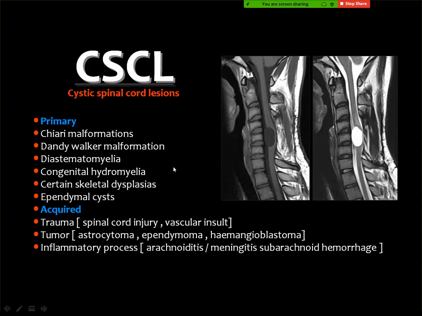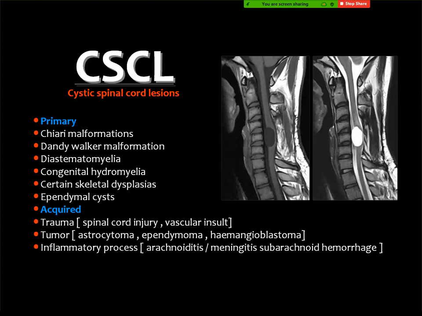The primary cysts, which represent dilatation of the central spinal canal, are seen in the Chiari malformation, Dandy Walker, diastematomyelia, hydromyelia congenital, certain skeletal dysplasias, and ependymal cysts. The acquired cysts are either post-traumatic or secondary to tumor like astrocytoma, ependymoma, hemangioblastoma, or inflammatory like arachnoiditis or meningitis, or secondary to subarachnoid hemorrhage.